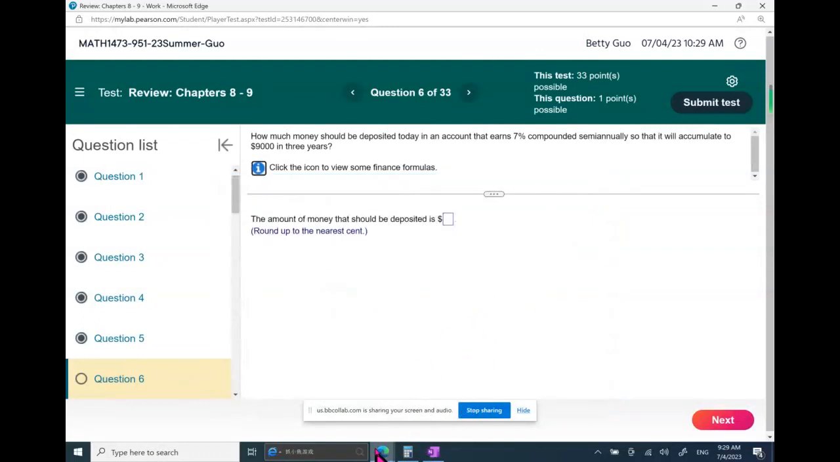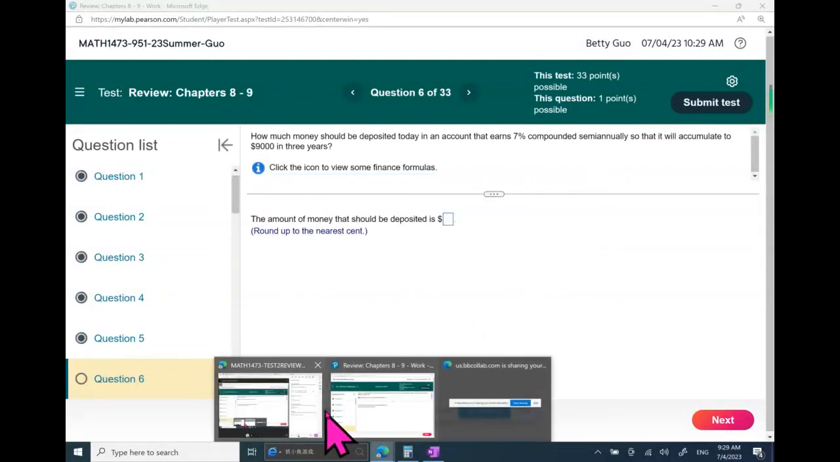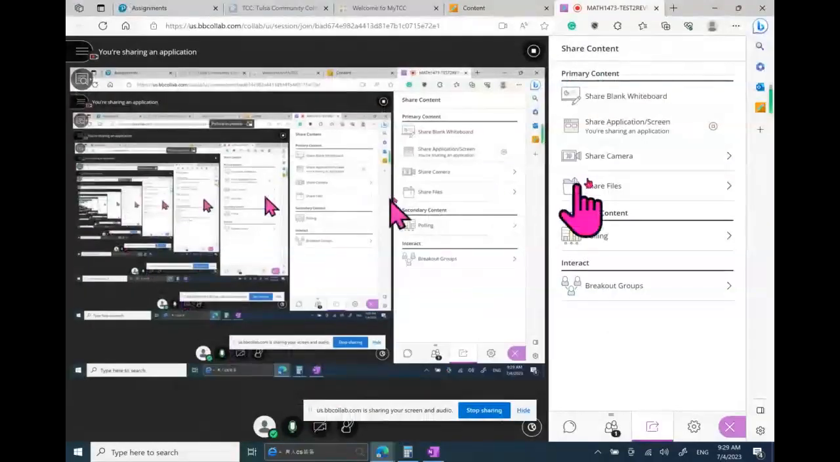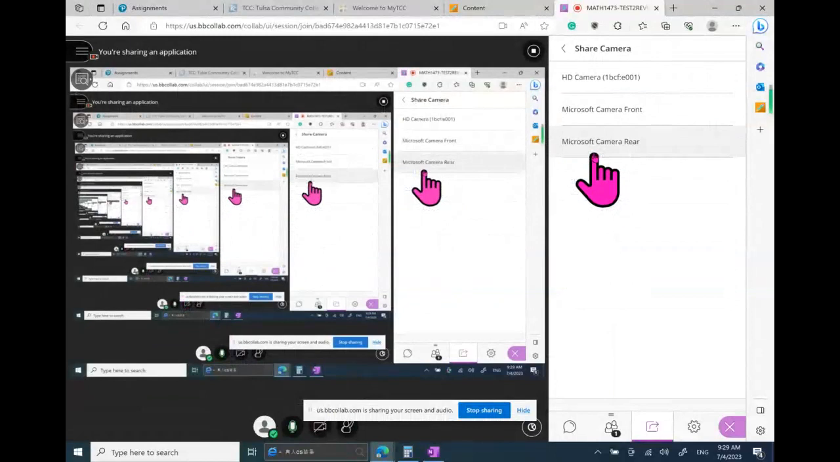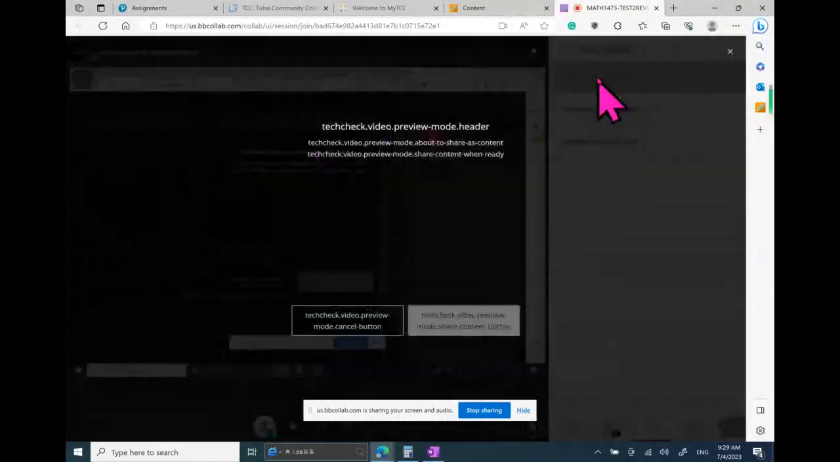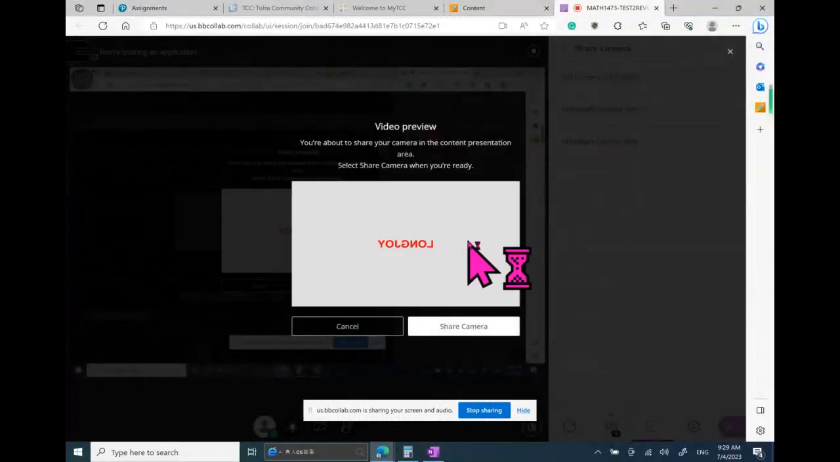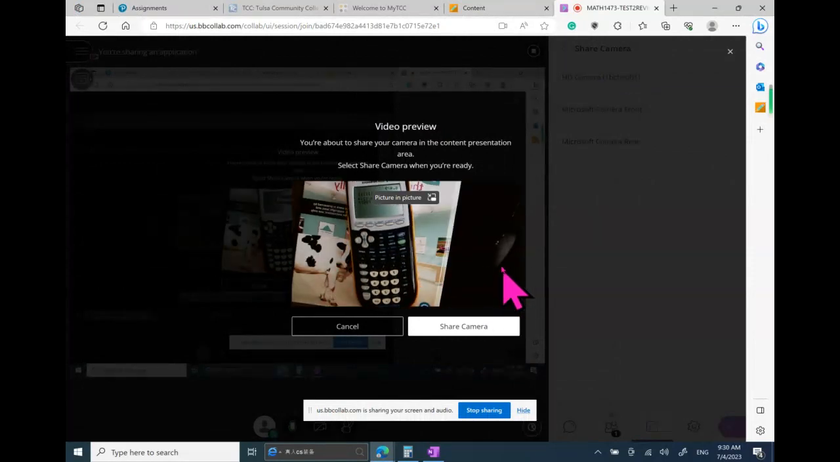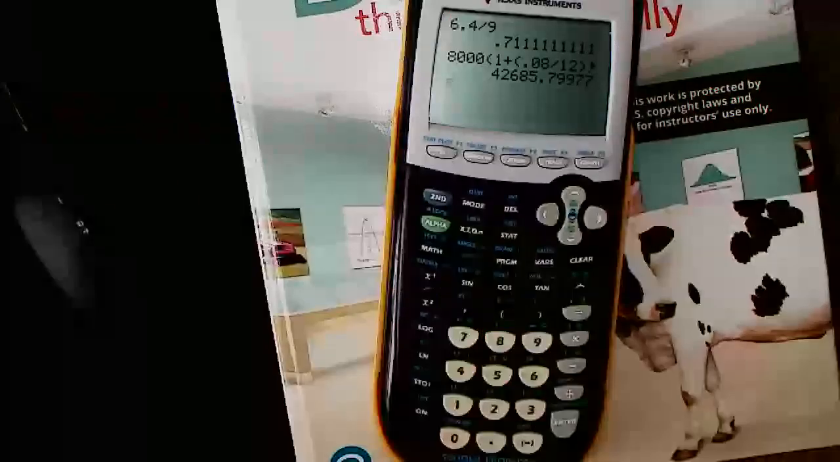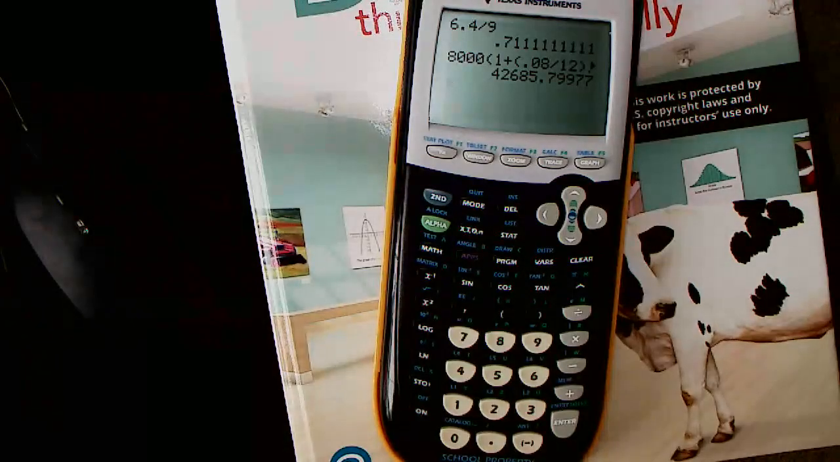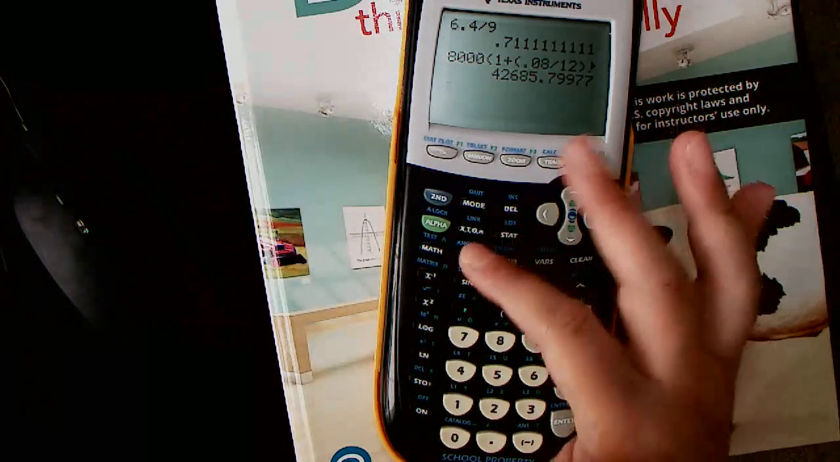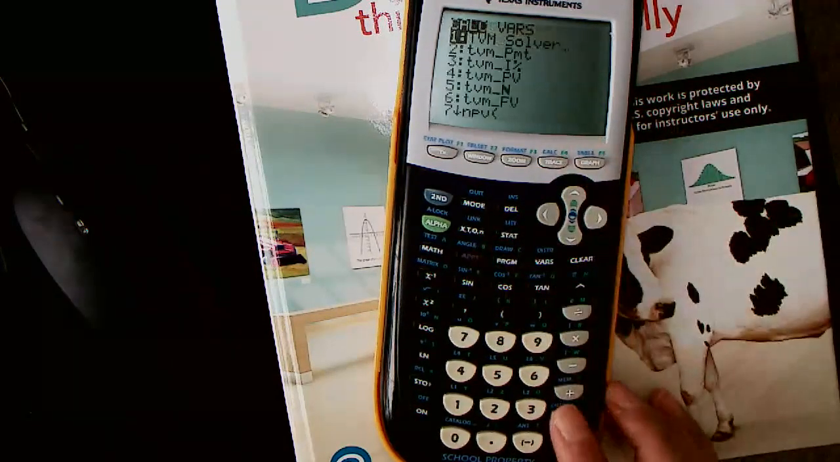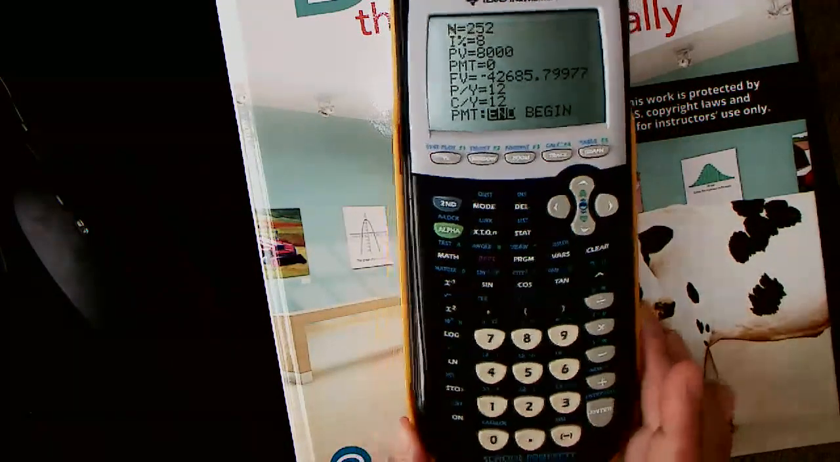And I would like to use my calculator to show you. My purpose is to make your job easier, okay? Even actually when I'm making the video, sharing back and forth is not very convenient, but I just want to show you this method is superior. And let's go back to the apps, finance, TVM solver.